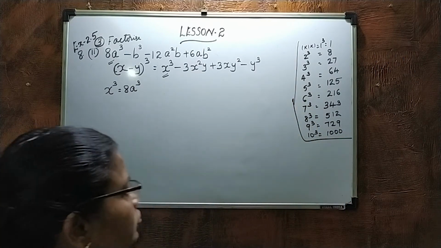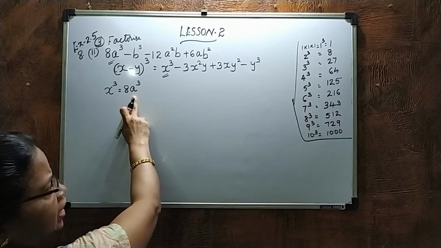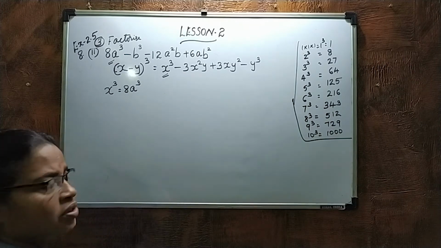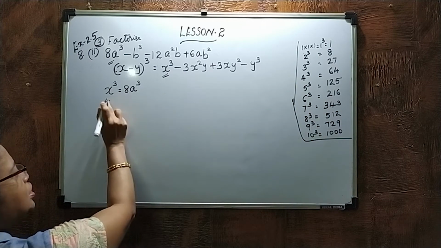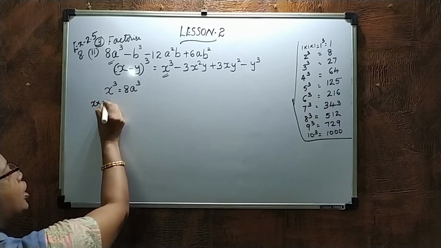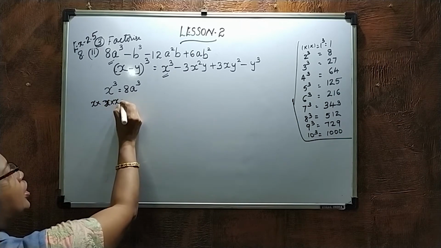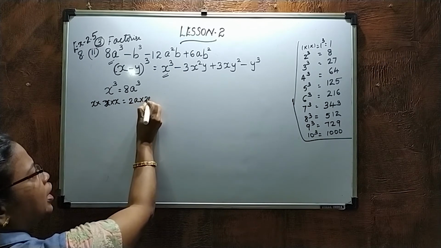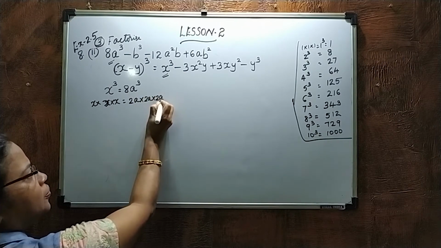Okay. Now look, it is 8a cube. Here 8 is there, that means 2 cube. So x cube means it is x into x into x equals 2a into 2a into 2a.